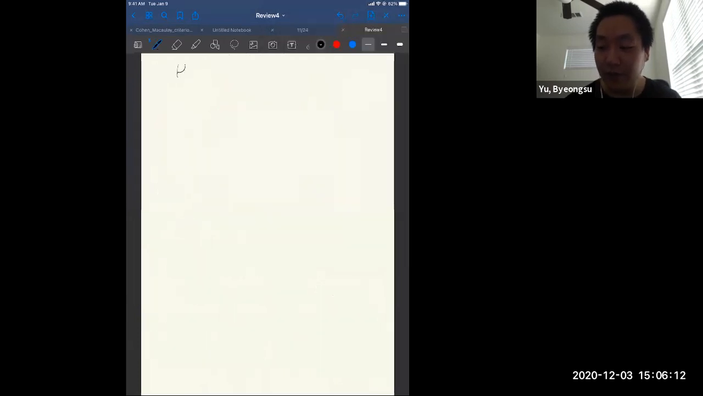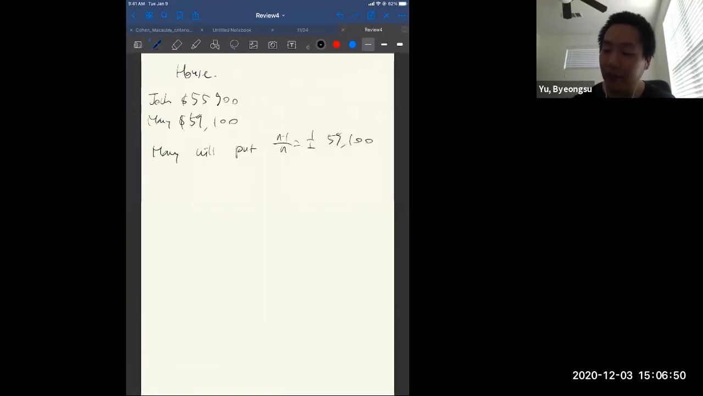So in the case of the house, again, you can do the same thing. John's bid is 55,900 and Mary's bid is 59,100. So here, Mary will put n minus 1 over n, which is half of the 59,100, which is just this amount of dollars in the holding account.